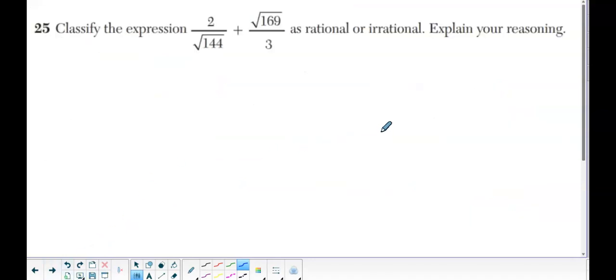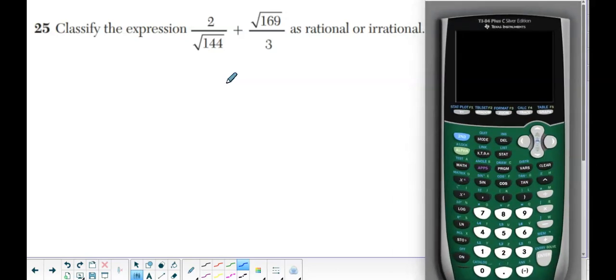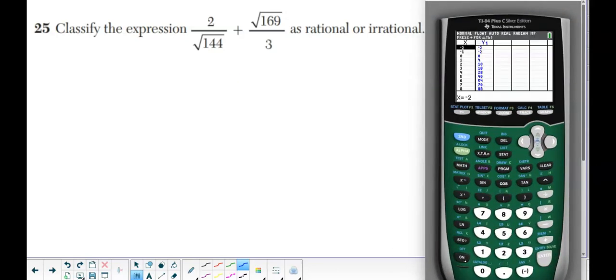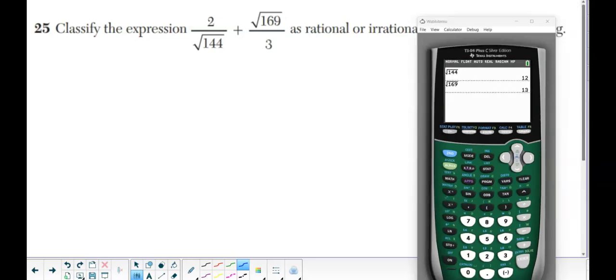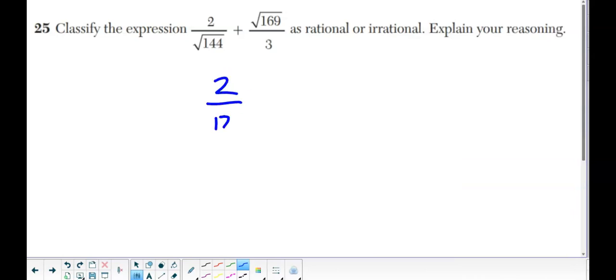Back to our rational and irrational questions, they want you to classify what the answer for this one is. So I know that the square root of 144 is a perfect square, and if I didn't know that, I could simply turn my calculator on and evaluate it. The square root of 144 is 12. I also know that the square root of 169 is 13, so I can check that here, and I see that it's true. So I could replace this with a 12, and I can replace that with a 13.